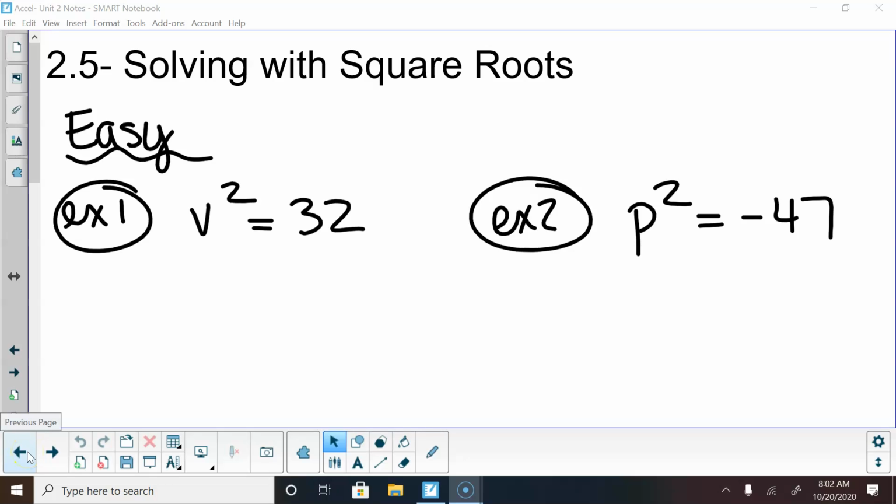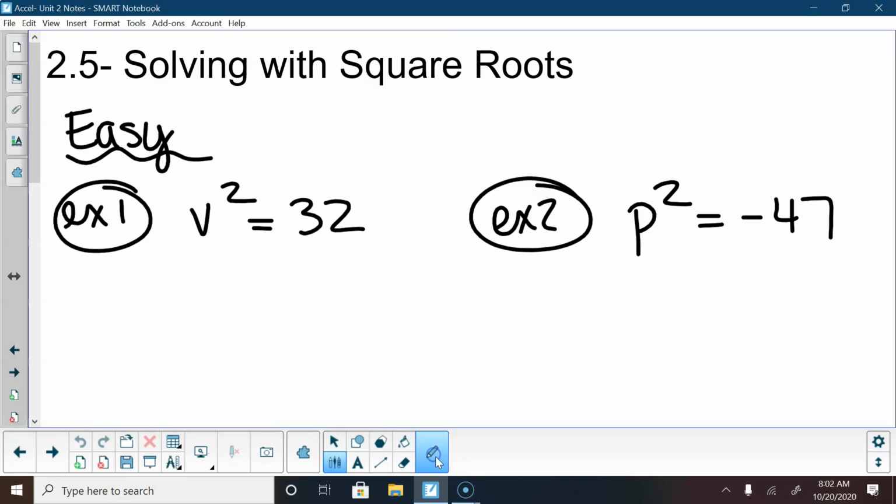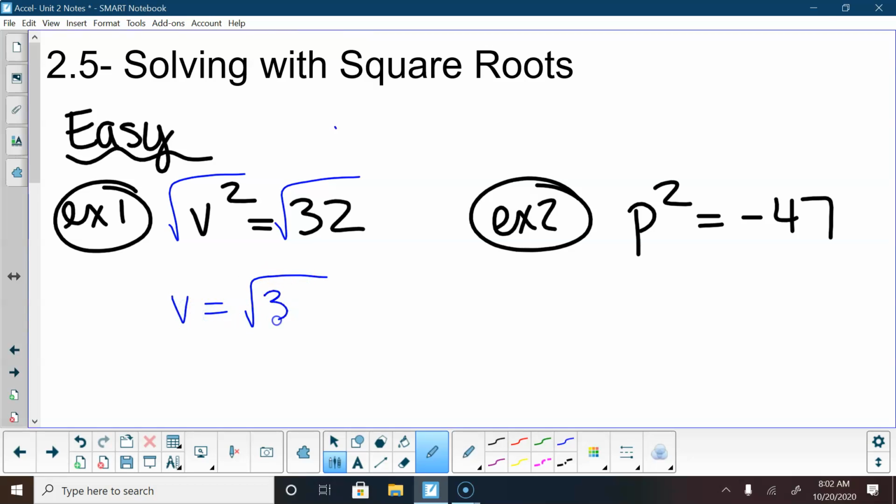All right, so solving with square roots, this is going to kind of bring us back to simplifying square roots, like we used at the beginning of the unit. Honestly, for the easy ones, you're just going straight for square roots. Take the square root of both sides. The biggest thing that students screw up on, though, is they'll do this, and they get, okay, v equals the square root of 32, and they stop there.